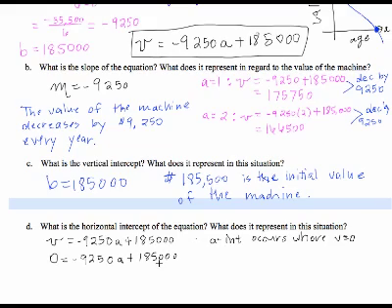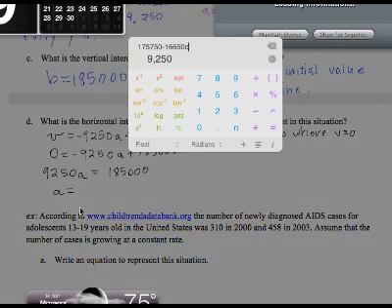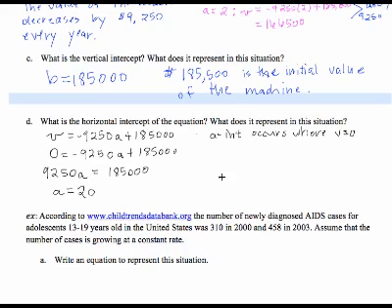Solving for A, in this case I'm going to add 9250A to both sides. So a positive 9250A equals 185,000. And then divide both sides by 9250. 185,000 divided by 9250 gives me exactly 20. That's cool. So V equals 0 at A equals 20.